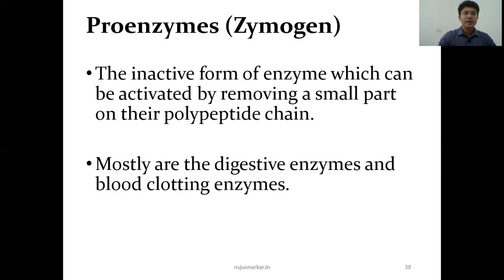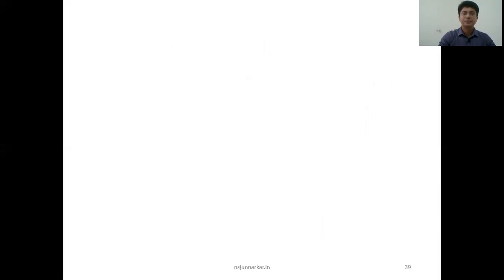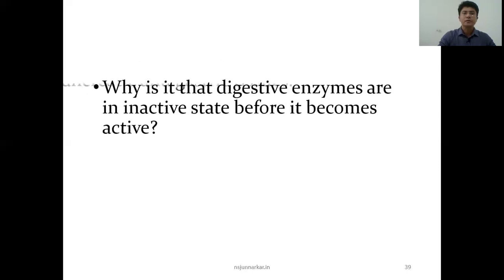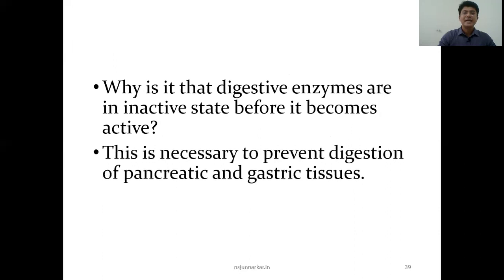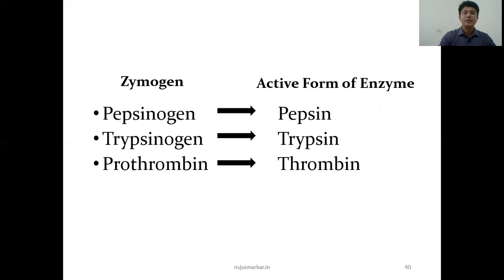Proenzymes or zymogens are the inactive forms of enzymes which can be activated by removing a small part of their polypeptide chain. Mostly these are digestive enzymes and blood clotting enzymes. Why is it that digestive enzymes are in an inactive state before they become active? This is necessary to prevent digestion of pancreatic and gastric tissues. Pepsinogen is the zymogen which is then converted into pepsin. Trypsinogen is converted into trypsin. Prothrombin is converted into thrombin. These are some examples of zymogens.